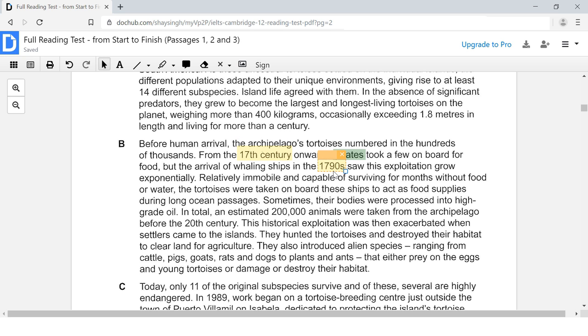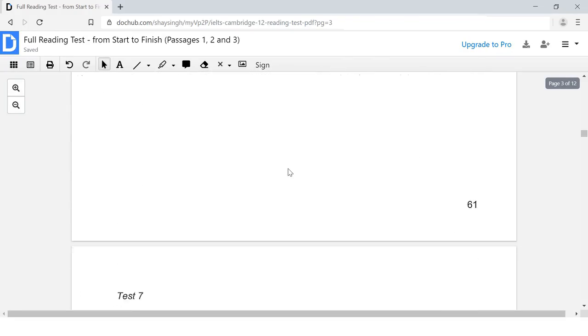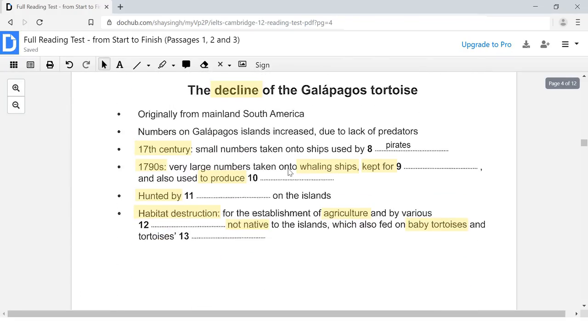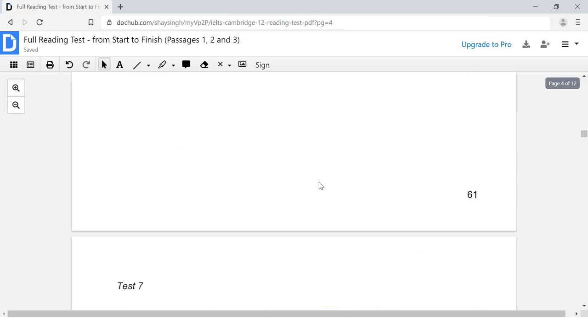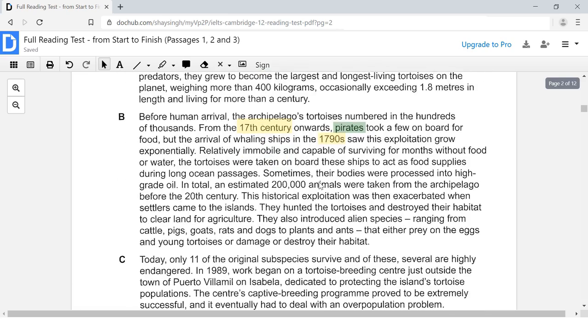Okay, now the next question asked us about something related to this keyword and whaling ships. So let us look at the question. The question says, 1790s, very large numbers taken onto whaling ships kept for what? And also used to produce what? So we are looking for two nouns here. So these tortoises were kept for something and used to produce something. Let us find out what that is.